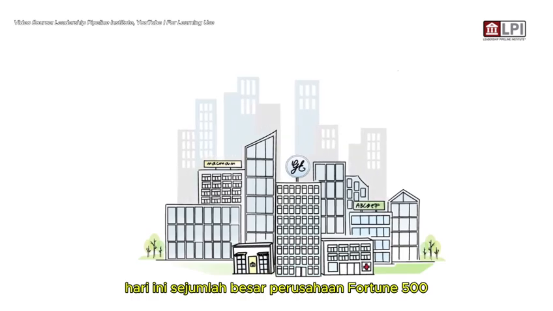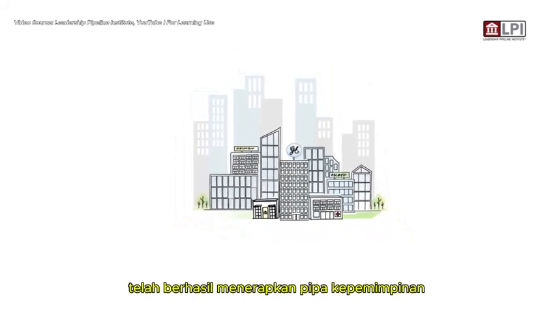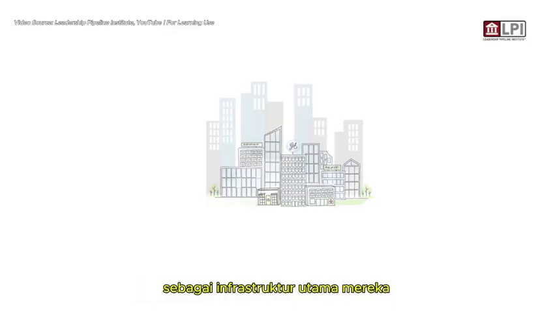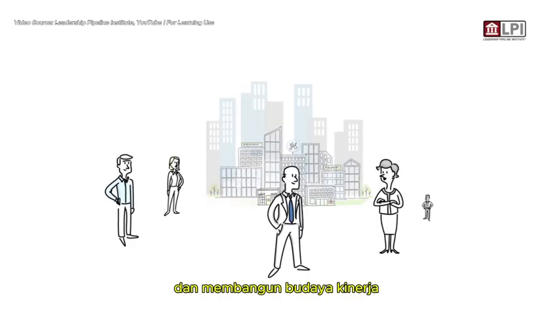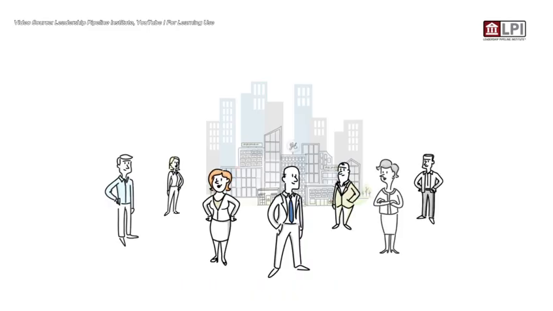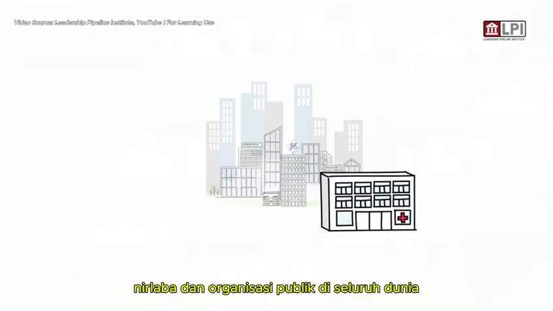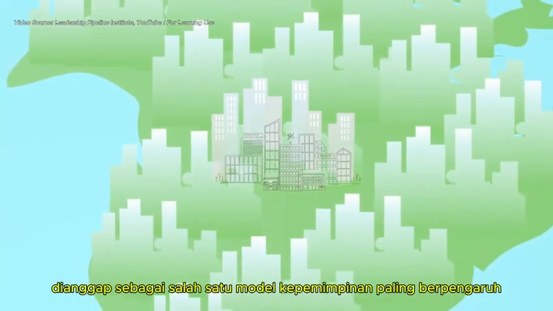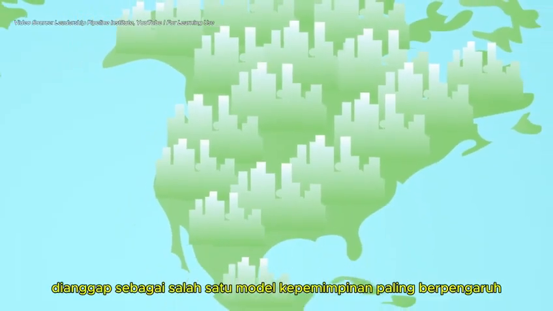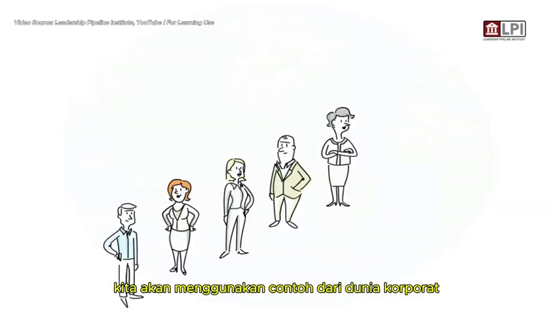Today, a significant number of the Fortune 500 companies have successfully implemented the Leadership Pipeline as their main infrastructure for selecting and growing leaders at all levels and building a performance culture. It has been applied to corporate, nonprofit, and public organizations around the world. Today, the Leadership Pipeline is perceived as one of the most influential leadership models through the last 2 decades. To illustrate the concept, we will use an example from the corporate world.